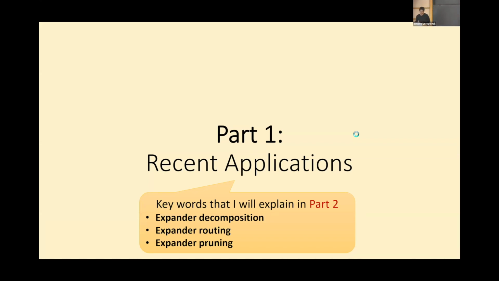Okay. In this part, you will see some keywords that I will not explain yet. I will explain them in part two. The keywords are expander decomposition, expander routing, expander pruning. You will see that these keywords make so much impact on fast graph algorithms, but I will explain in the next part what exactly they are.